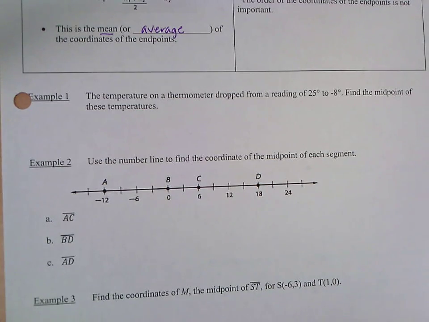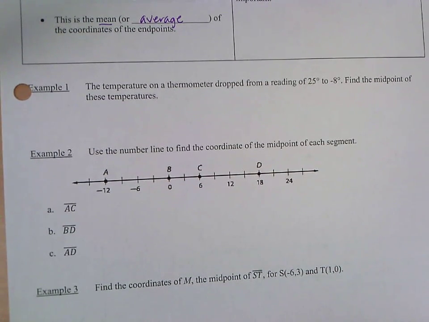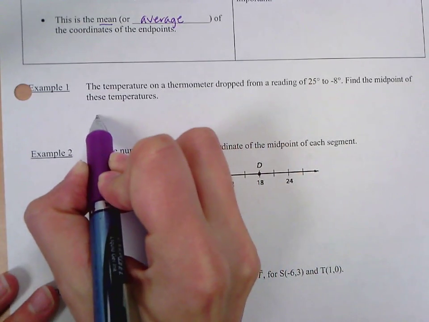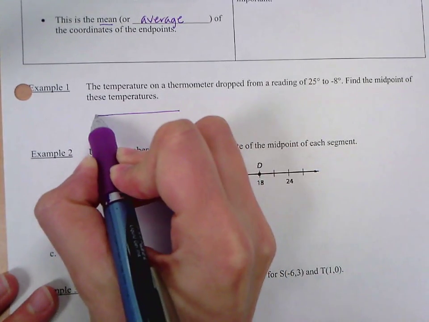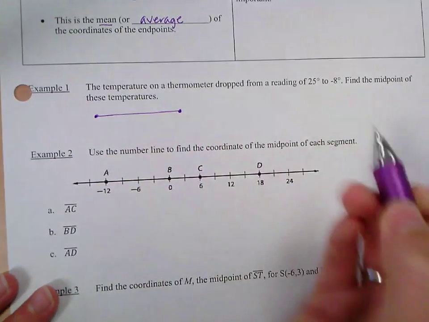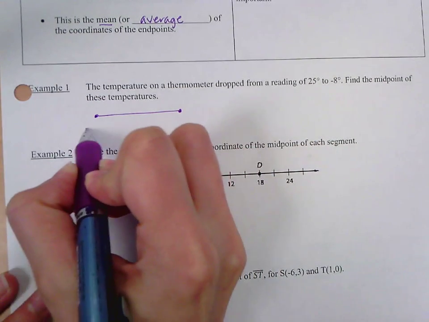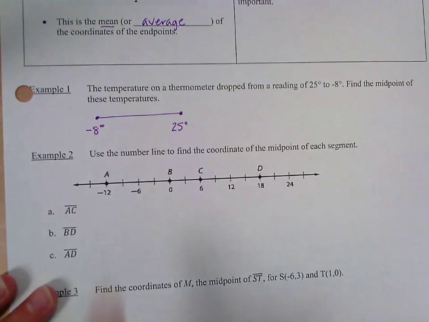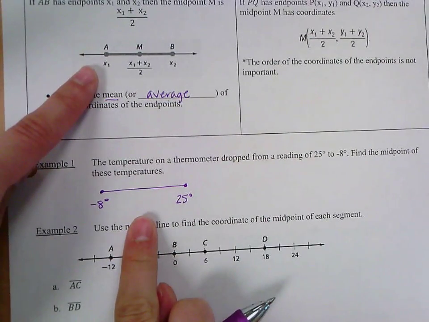That can happen. In example 1, it says the temperature on a thermometer dropped from a reading of 25 degrees to -8 degrees. Find the midpoint of these temperatures. If you are more visual, you could actually put this on a number line. You could draw a segment where on the lower end you have -8 degrees, and on the higher end you have 25 degrees. If you want to visualize it like we have this visual up here, that might help.